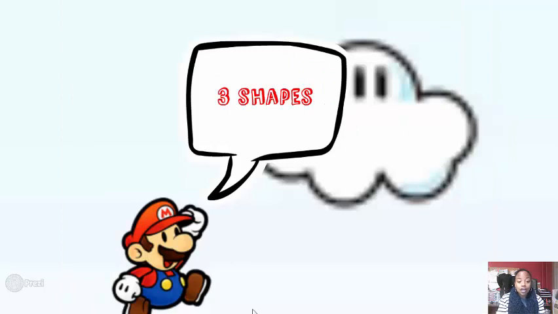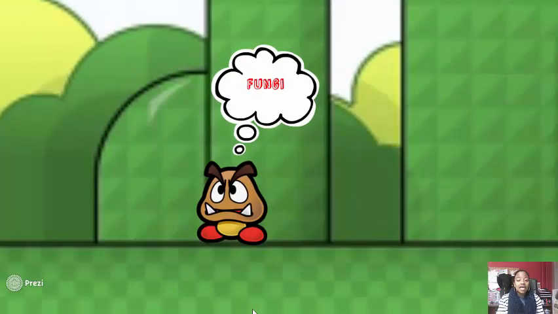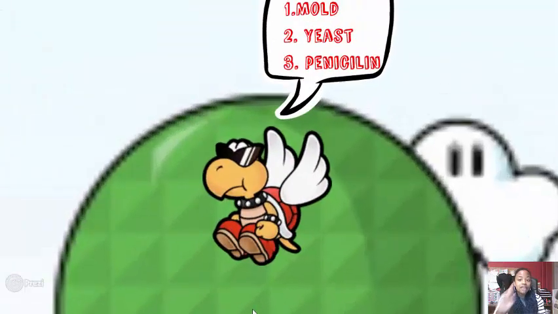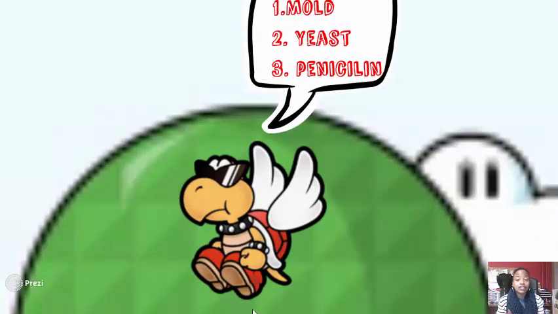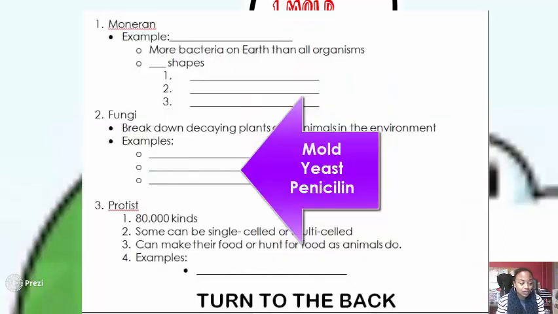Great job. All right, so the first kingdom where we find microorganisms is Monoran. The second kingdom is fungi. Repeat after me, fungi. So, remember we learned last week that fungi break down decaying plants and animals in the environment. Also, there are 3 examples of fungi microorganisms. The first is mold, like the kind you see on your bread when it goes bad. The second is yeast. Yeast is what helps your bread rise when they put it in the oven. The third is penicillin. Penicillin is a medicine that can cure diseases. Go ahead and fill that in your notes now.